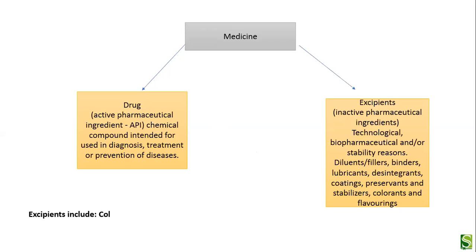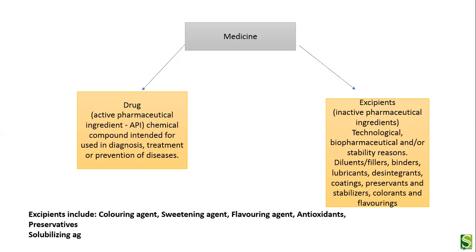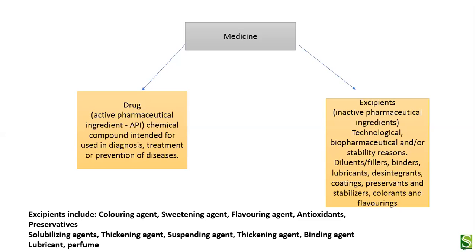So excipients, as I told you, include coloring agent, sweetening agent, flavoring agent, antioxidants, preservatives, solubilizing agents, thickening agents, suspending agents, binding agents, lubricants, perfumes, etc.